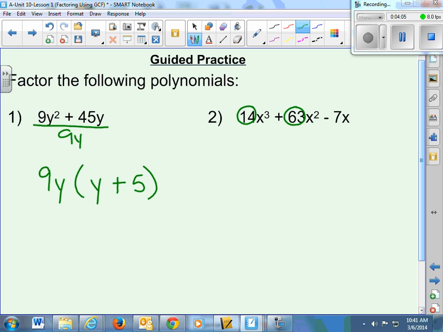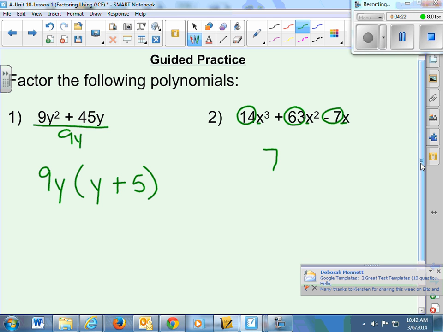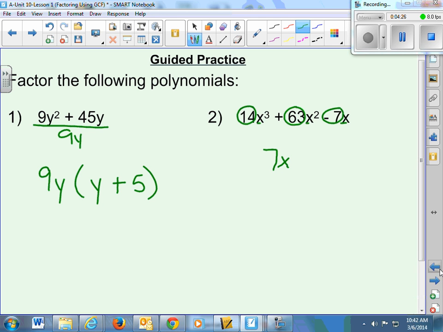14x cubed plus 63x squared minus 7x. What can go into both 14, 63, and 7? Well, it's pretty easy to see. It's got to be 7. So I can divide them all by 7. Now look at x cubed, x squared, and x. And I always look for the smallest variable. In this case, x is the smallest, so I can divide them all by x. So divide each of these by 7x to get our second part of our expression.